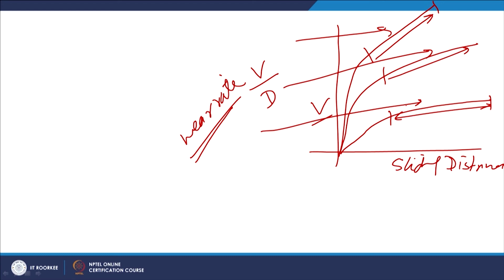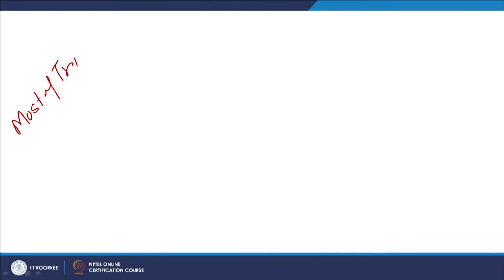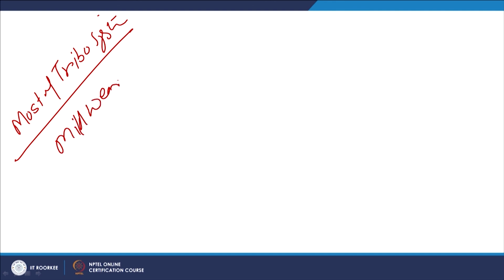The materials are selected in such a way that whatever the wear rate is under the controlled conditions of the sliding, that wear rate is able to complete the expected life of the component. If the wear rate is too high, then it will lose its dimensions and shape much earlier, and it will lead to failure much earlier. So, it is important that most tribological systems are designed to perform under mild wear conditions.